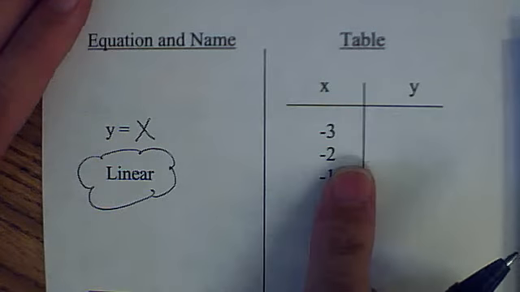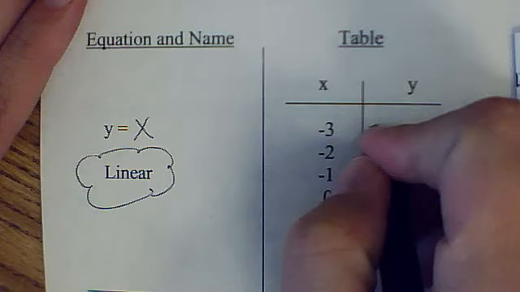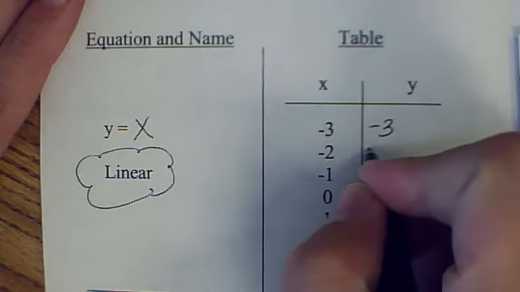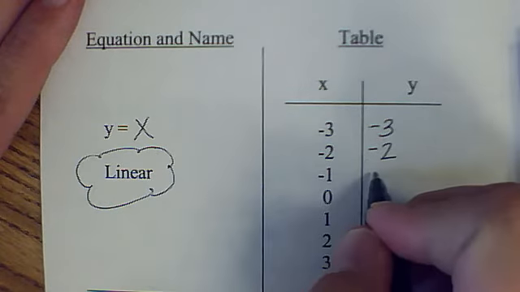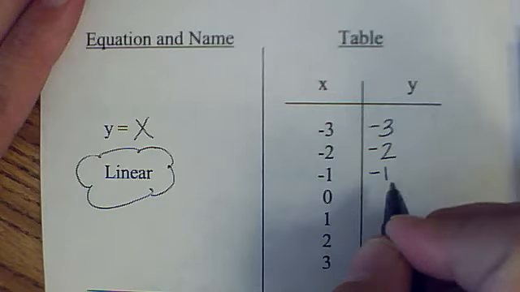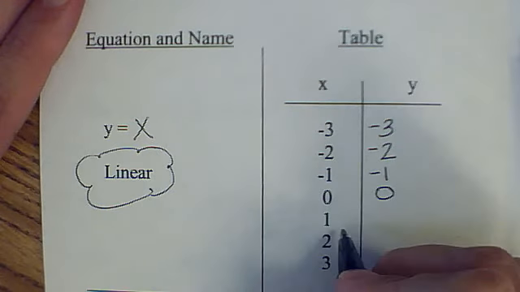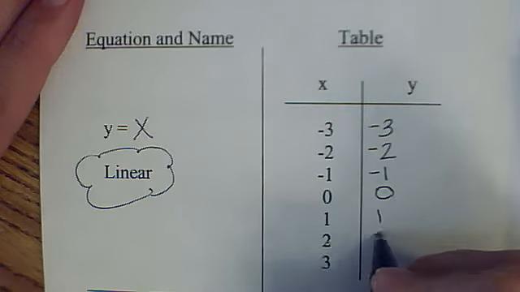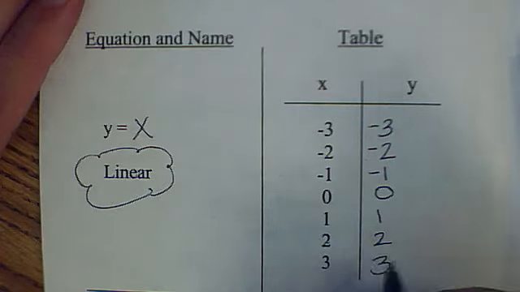The table for y equals x: if x is negative 3, y is negative 3. If x is negative 2, y is negative 2. If x is negative 1, y is negative 1. If x is 0, y is 0. If x is 1, y is 1. X is 2, y is 2. X is 3, y is 3.